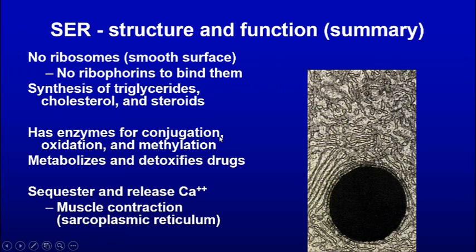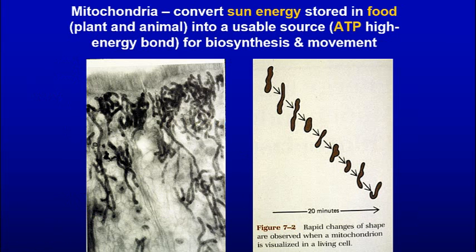Here we can see it looks just like what we saw in the other cells, and it's going to hold the calcium. So, smooth ER structure and function summary: no ribosomes, a smooth surface, no ribophorins to bind it. It synthesizes triglycerides, cholesterol, and steroids. It has enzymes for conjugation, oxidation, and methylation to metabolize and detoxify drugs, and also sequesters and releases calcium in muscle contraction in the sarcoplasmic reticulum. That's what the SR does.